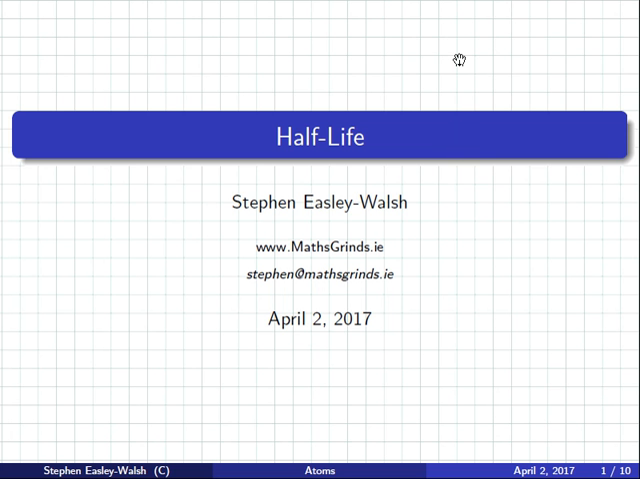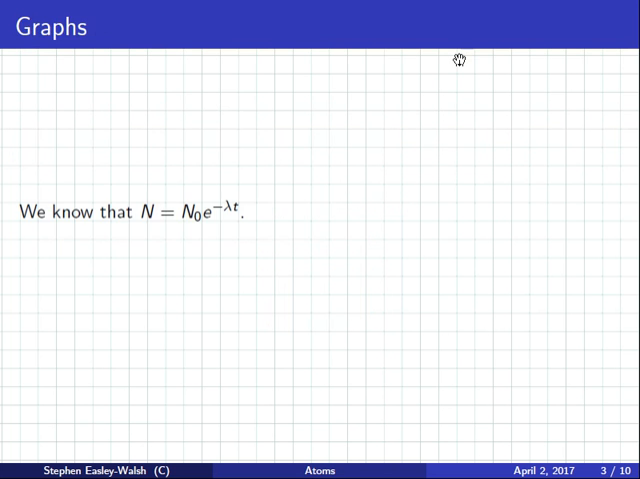Half-life, if you can write that down, please. Alright. Half-life. We know that N equals N0 e to the minus lambda t. Do you remember this equation? Yes? We also know from maths class what this graph looks like.